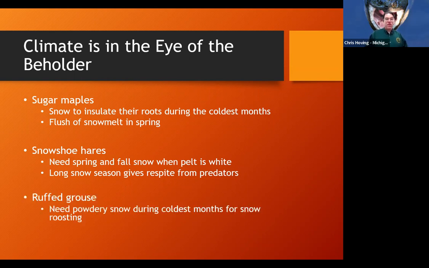And then ruffed grouse is another species that's looking at snow from an insulation standpoint. So a ruffed grouse is similar to a sugar maple in that sense, but they're looking for deep powdery snow. A sugar maple doesn't really care if it's crusty snow on top, it just wants that snow. A ruffed grouse really needs to be able to dive into the snow. They actually roost under the snow, or a lot of the birds do, during the coldest months of the year.